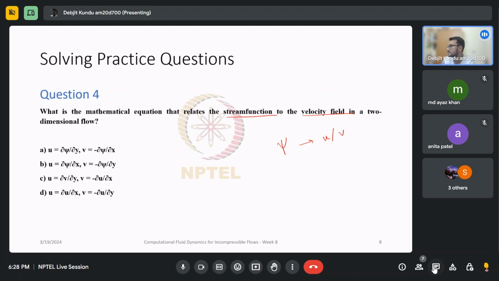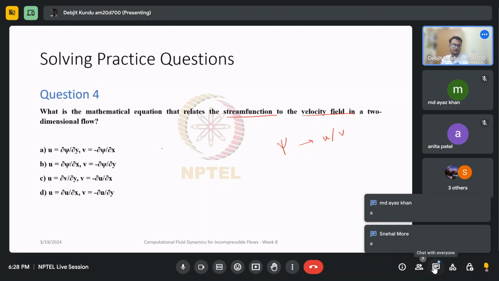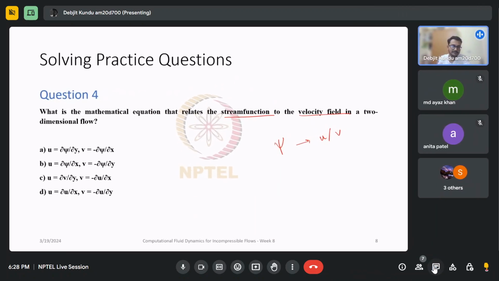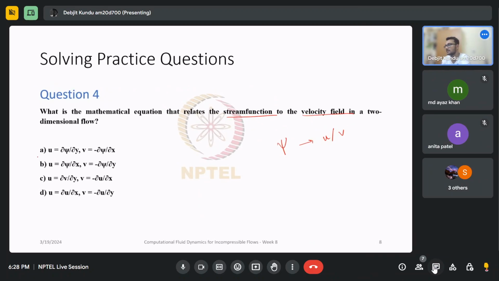So as you can see, option C and D are already wrong because they don't relate with psi in any way. Anyway, I won't waste any time on this. You guys have already figured out that it's option A. So let's look at the solution.